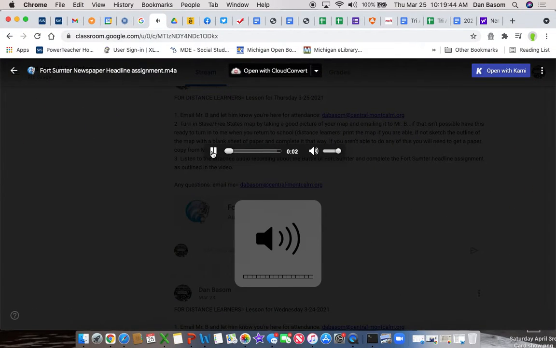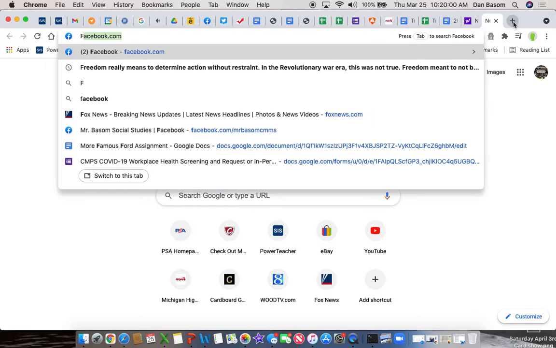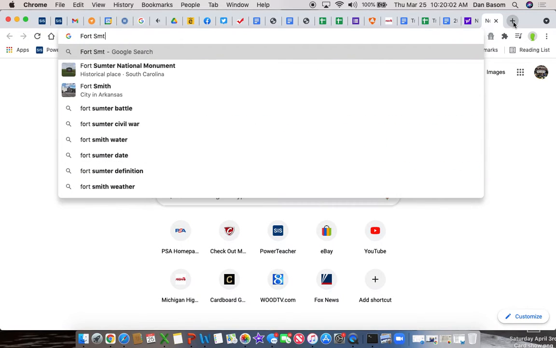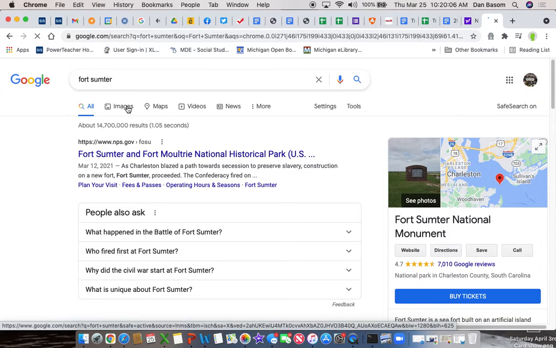Today we're going to be learning about Fort Sumter. What your assignment is going to be for today is you're basically going to be helping to create a newspaper article. What you're going to be doing is I'm going to be reading a short story to you all about Fort Sumter. Fort Sumter is going to be the first battle of the American Civil War.